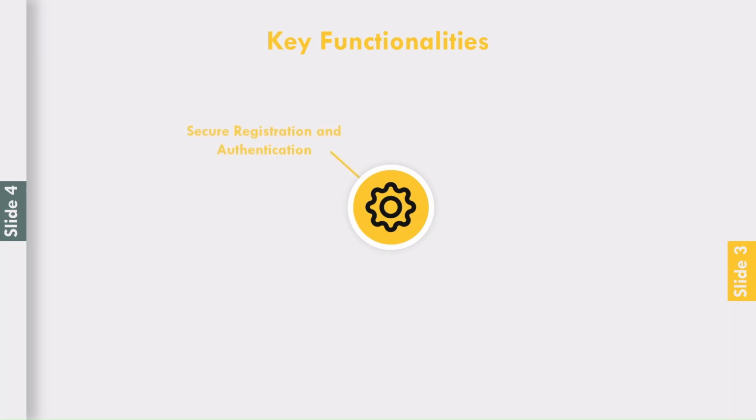So the first one is secure registration and authentication. Whenever a user or any service provider registers themselves in our portal, we have many security features implemented, one of which is input validation. There is password hashing, something like that. So whenever a user logs in, we have all the security features, which will be explained by my colleague in later slides.